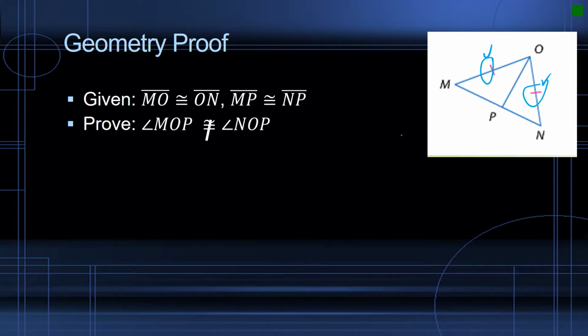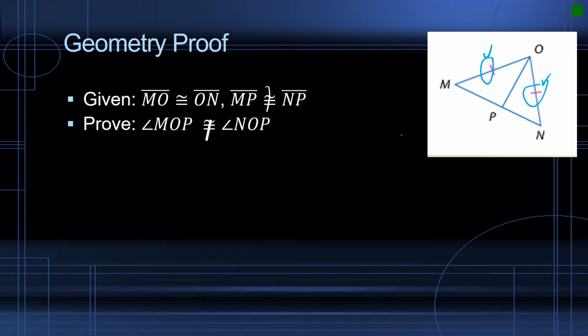Okay, what are we supposed to prove here? We're supposed to prove that MOP is not congruent. Oh, excuse me, I wrote that down wrong. We're given that MP is not congruent to NP. So prove then that angle MOP is not congruent to angle NOP. So I need to erase those congruency angle marks there. Okay, they're gone.